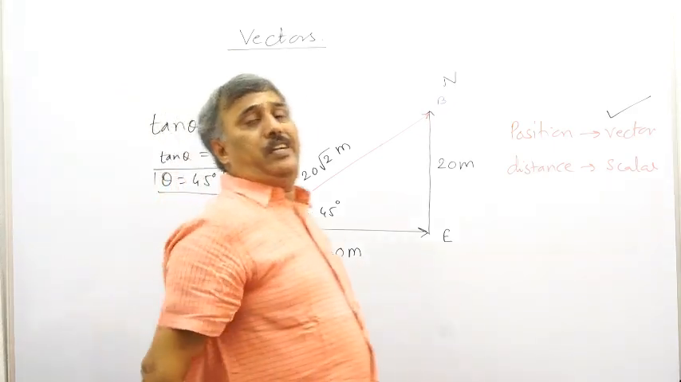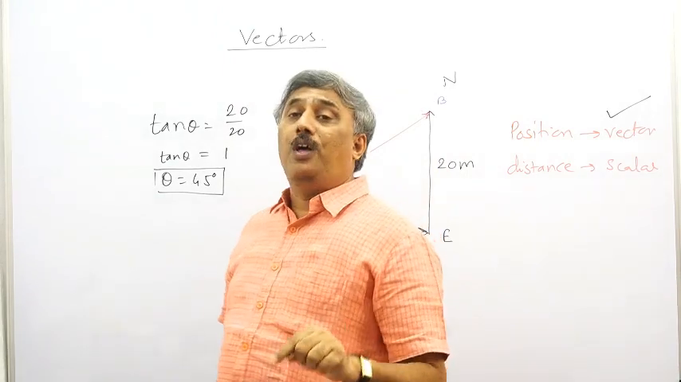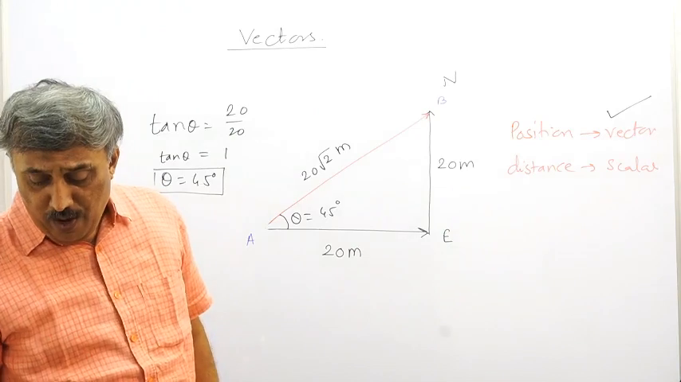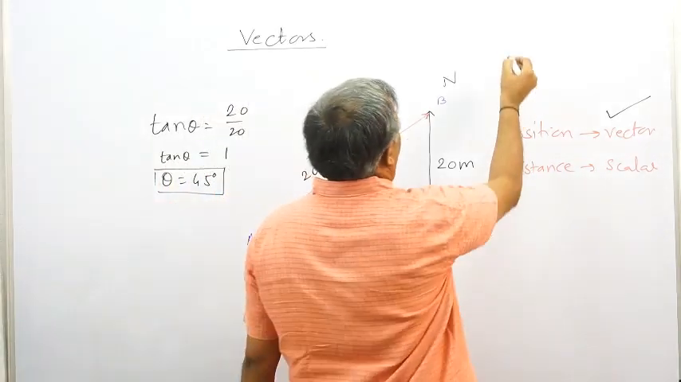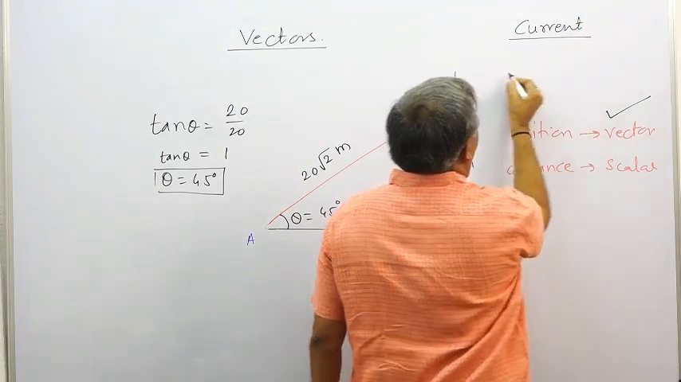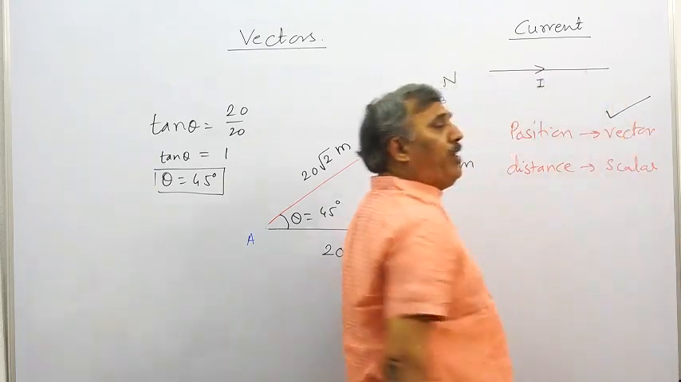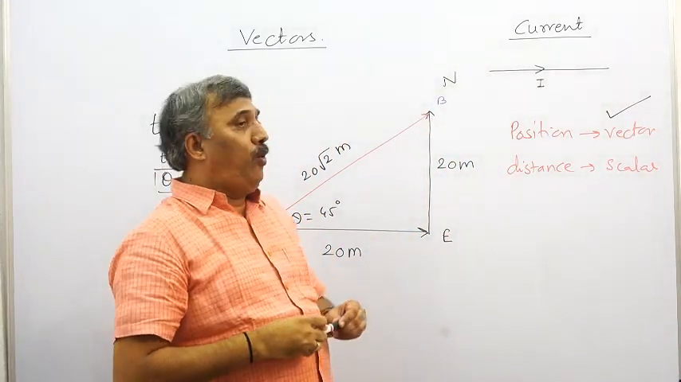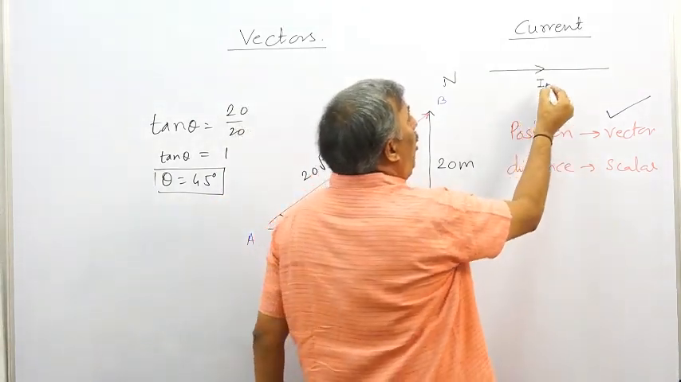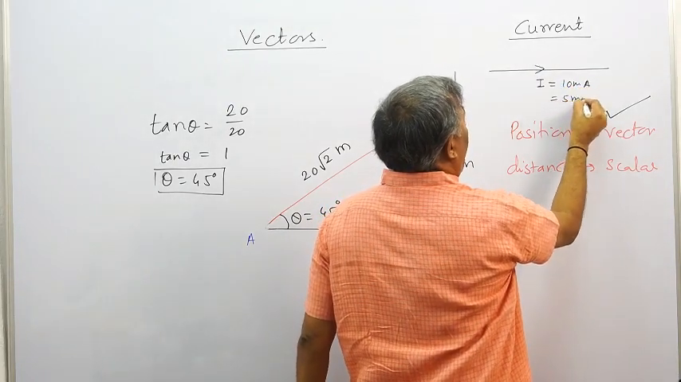However, to learn in detail, merely having magnitude and direction is not enough to say that it's a vector quantity. For example, suppose we have electric current flowing through a conductor. Let I be the current flowing in the conductor. Now current is always flowing from positive to negative, and it may have some magnitude, like 10 milliampere or 5 milliampere, whatever current.